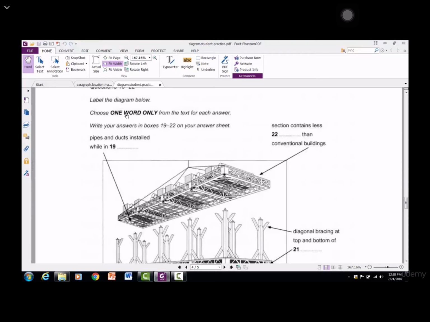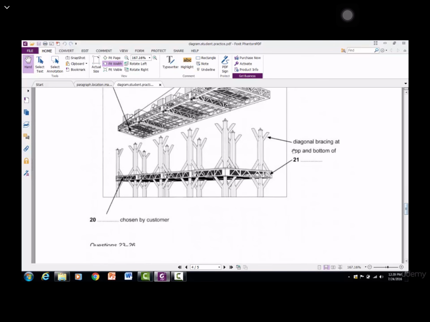Now, like I've told you, we should treat this like a fill the blank question. And so we see here, like for 19, we're looking for the words pipes and ducts. Number 22, we're looking for a section containing less than conventional buildings, something less. 21 should be easy to find because of the words diagonal bracing, and 20 is something that's chosen by a customer.